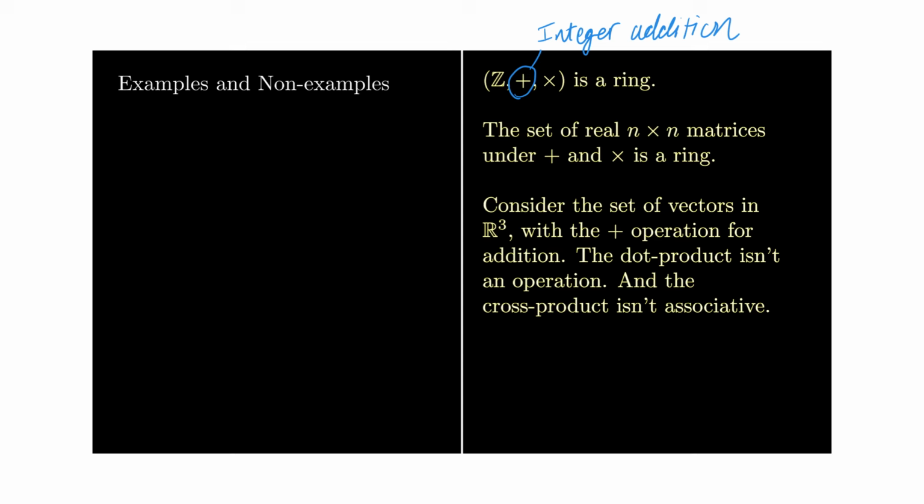Well, is it associative? Yes. Famously, matrix multiplication is associative. And does it have an identity? Yes, that's the identity matrix. Notice that this is where it's important that we did not say that the multiplication operation forms a group, because if we said that, then matrices would not be an example of a ring.